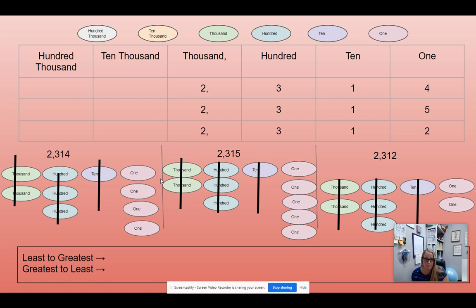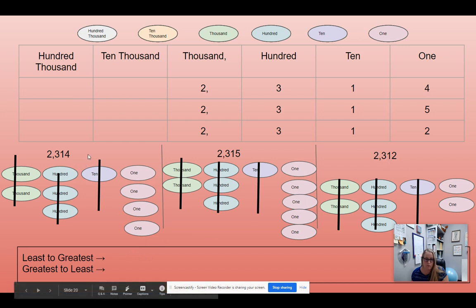Now I'm going to look at my ones place. I have 4 ones, 5 ones, and 2 ones. So the first thing I'm going to do is least to greatest. If I go least to greatest, which one is the smallest number? 4, 5, or 2? That's right, 2 is the smallest. So that means that 2,312 is less than my next number. This is my smallest, so it's going to go first.